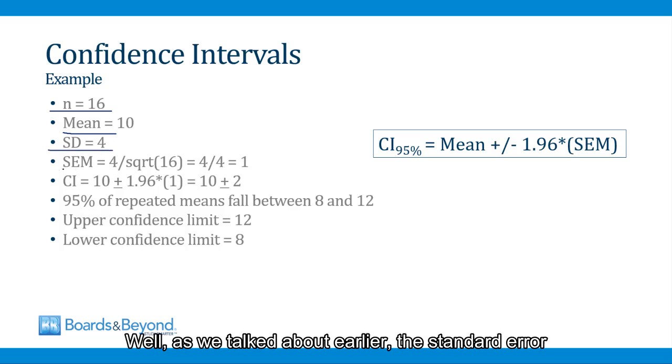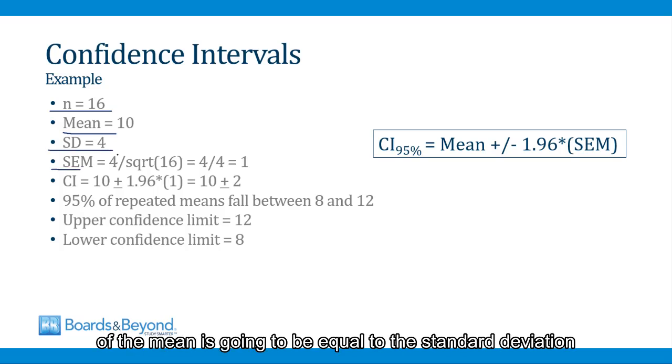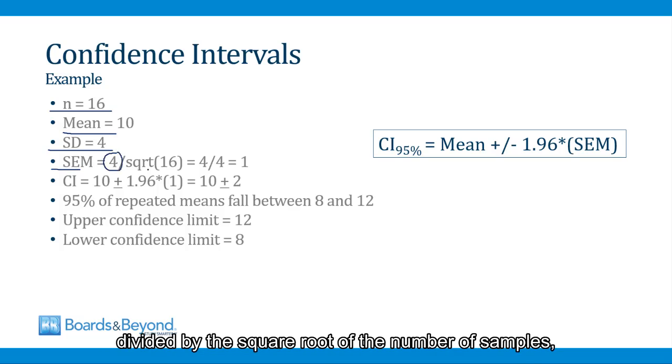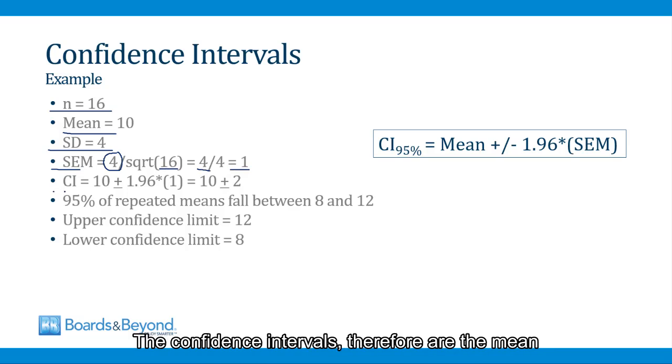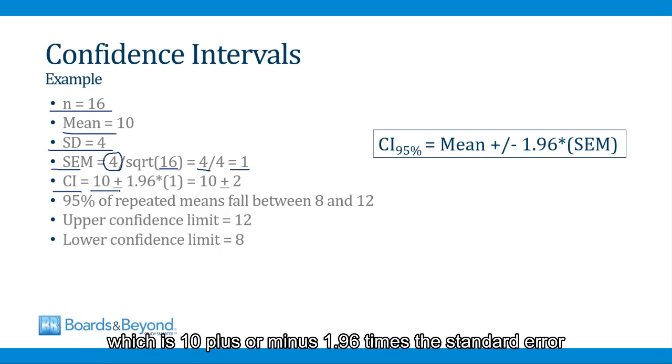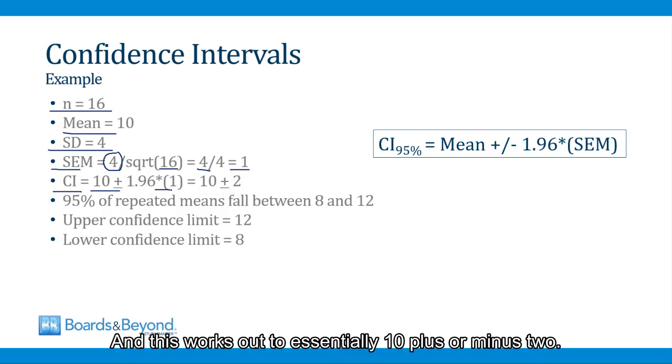Well, as we talked about earlier, the standard error of the mean is going to be equal to the standard deviation divided by the square root of the number of samples, which is 16. That works out to 4 over 4, or 1, for the standard error of the mean. The confidence intervals, therefore, are the mean, which is 10, plus or minus 1.96 times the standard error of the mean, which is 1. And this works out to essentially 10 plus or minus 2.